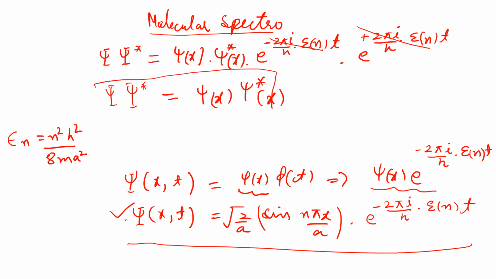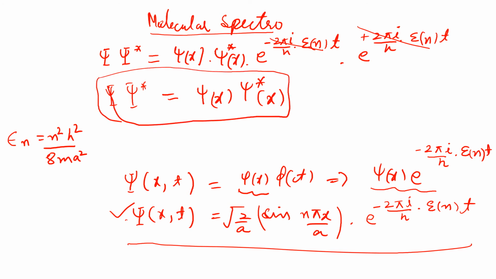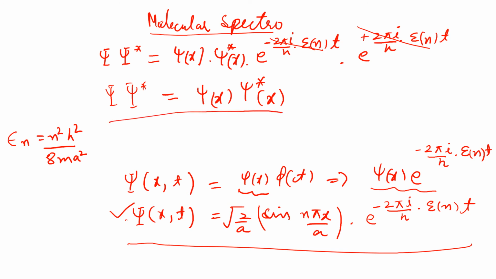So this is the way we can have a solution of the Schrodinger wave equation. This might be the result.